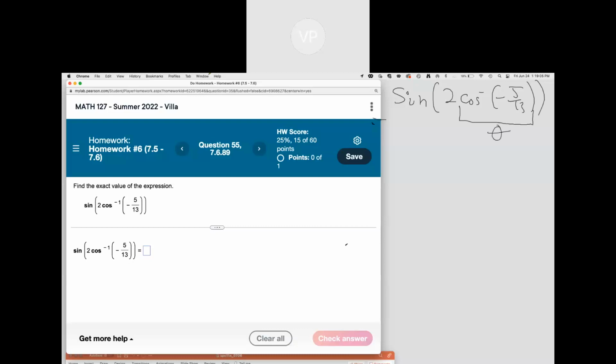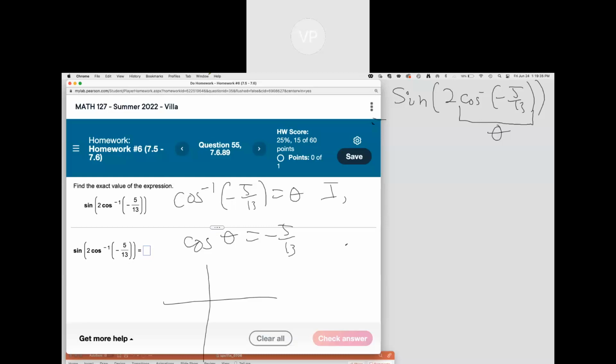Not the whole thing. Not all of this is going to be theta. It's just the inverse trig function. We're going to say inverse cosine of negative 5/13 is going to be my theta. Therefore, the cosine of theta is negative 5/13. So what I'm going to do next is make our triangle for our theta.